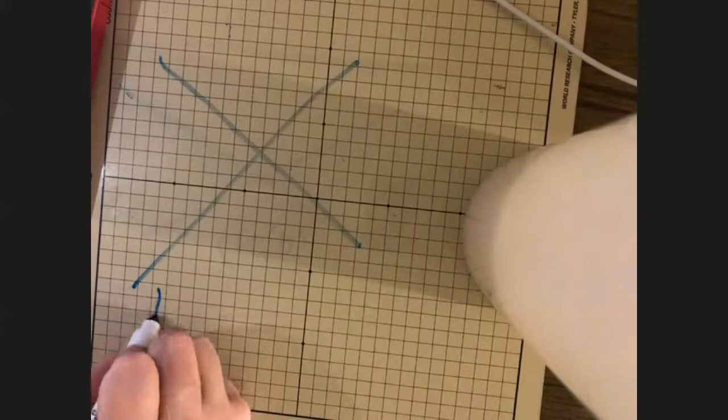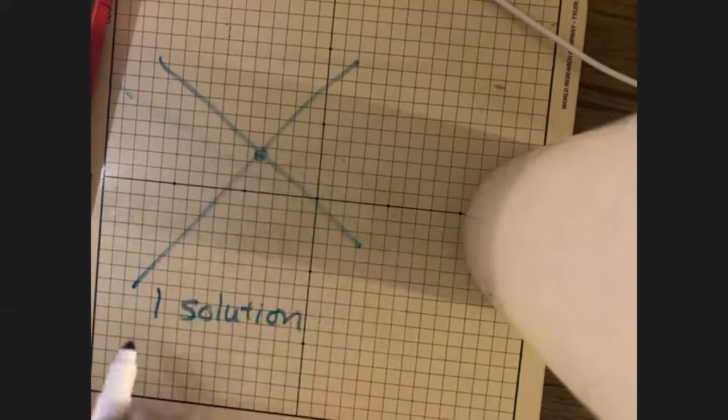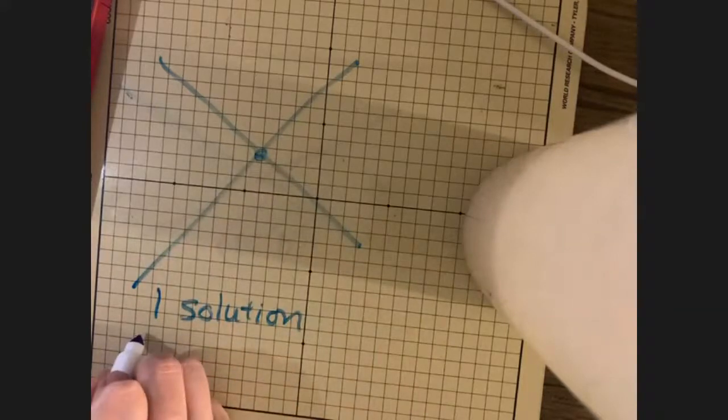Now, when we're talking about systems, there are actually 3 types. What we've been working with is something that looks like this, and even though that's not on a nice, pretty spot, it's okay. The idea here is there is one solution, and it's going to be at that intersection spot. That is my solution.